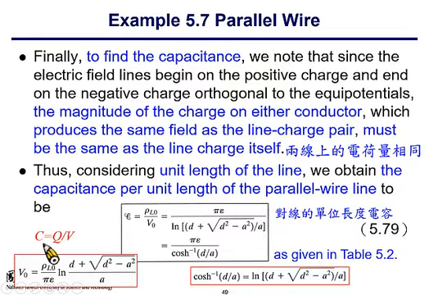So by taking the definition of C, which is Q over V, we can find out the capacitance. The per unit length capacitance is this. Now, it can be simplified as pi epsilon over the inverse hyperbolic cosine of D over A, which is essentially the result we have derived in this example. All right, so let's stop here.